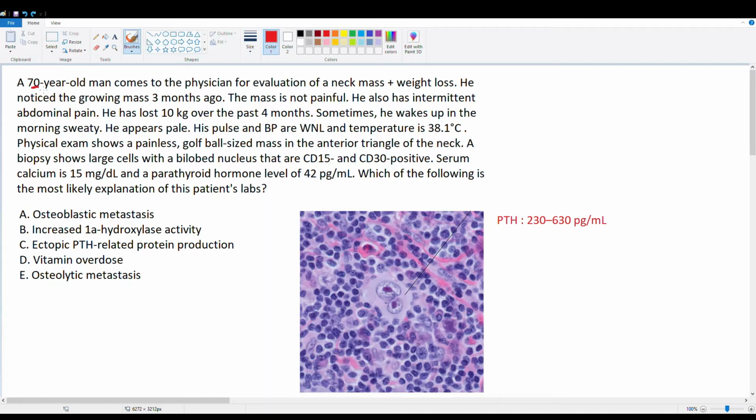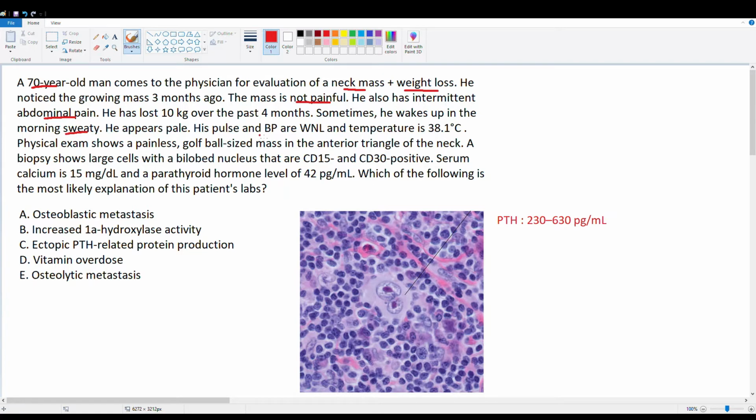Alright, so we have a 70-year-old man who comes for evaluation of a neck mass with weight loss. He's noticed a growing mass in his neck for the past 3 months. It is not painful. He also has intermittent abdominal pain. He's lost 10 kilograms over the past 4 months. Sometimes he wakes up in the morning sweaty.